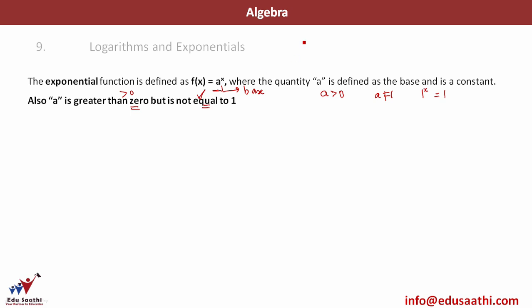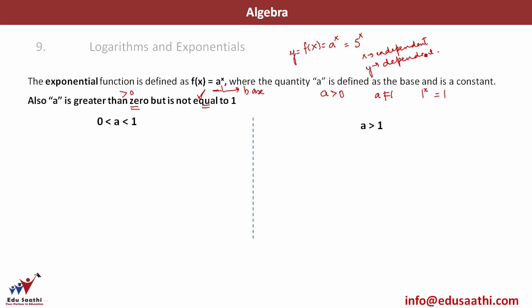So, an exponential function f(x) would be written as a raised to power x. And if I want to take an example, I can take it as 5 raised to power x. f(x) is equal to 5 raised to power x, or y is equal to 5 raised to power x. Now, here x will be an independent variable, also known as the input, and y will be a dependent variable, also known as the output.